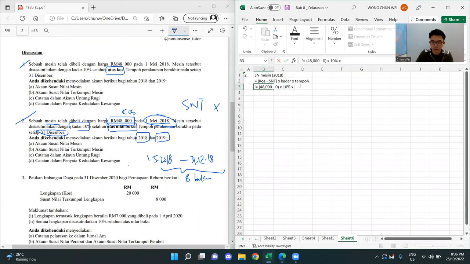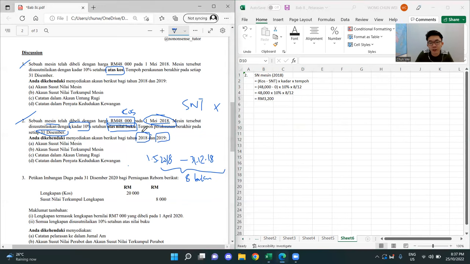So what we're going to do is times 8. One year, there is how many months? 12 months. So you divide over 12. All right, so you're actually getting 48,000 because 48,000 minus 0 equals 48,000. So 48,000 times 10% times 8 over 12, and you will get 3,200. So this will be the Susut Nilai machine, SM, for 2018.